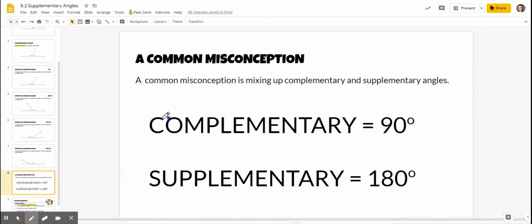So this word complementary, if I take this C and draw a straight line here, you can kind of see that this almost looks like a 90 degrees, and complementary angles add up to be 90 degrees. Kind of cool, kind of a neat way to remember it. Supplementary, if I take the supplementary and draw a line here, it almost looks like an 8, right? And I can think about that as the 8 in 180, and a supplementary angle is 180 degrees.